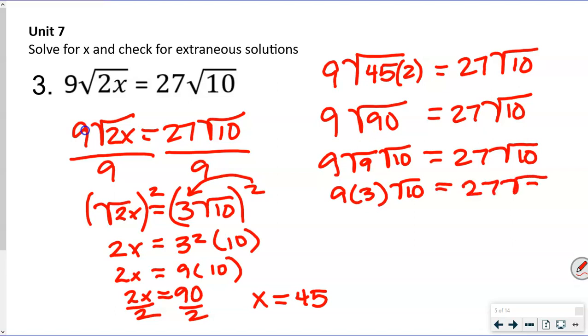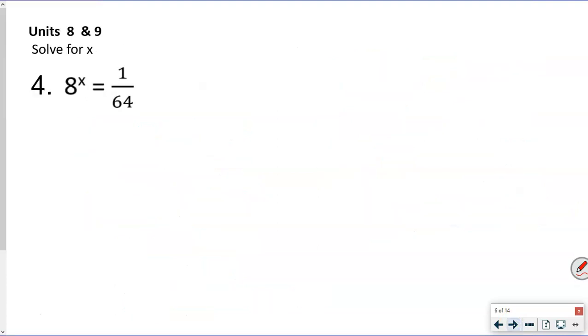Whoops, sorry. I was jumping ahead in my head, guys. So 9 times 3 is 27 square root of 10, and so that's 27 square root of 10. So once again, it checks out. So that is the correct answer, and that's the way we check and make sure that's not an extraneous solution.